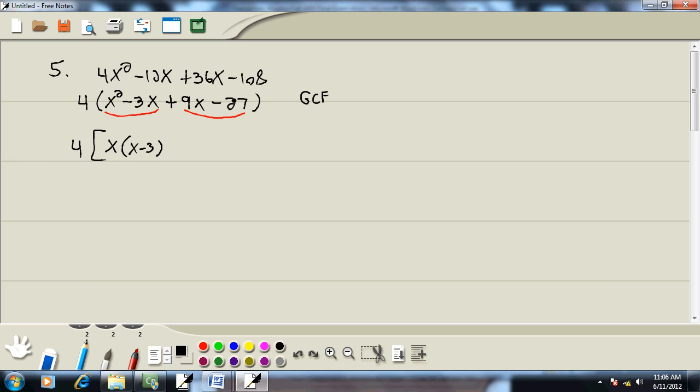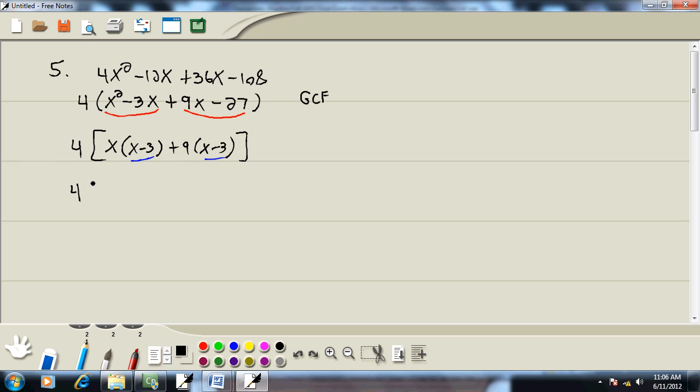And then looking at our second group, the last 2 terms, we ask ourselves what the GCF of that is, and that's 9, which also leaves us x minus 3, which is good. Our goal was to get this parentheses equal to this parentheses, which they are. Now the 4 just carries down out in front.